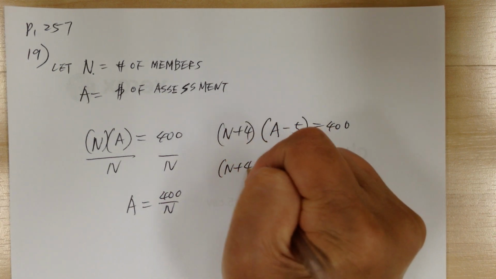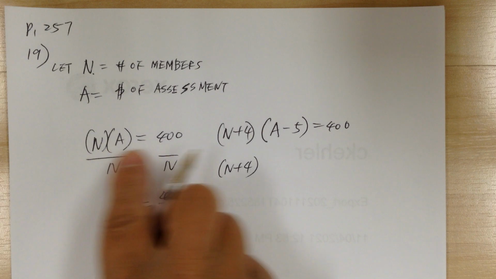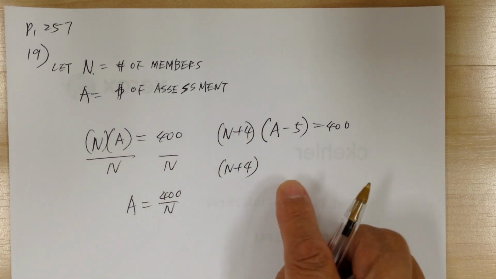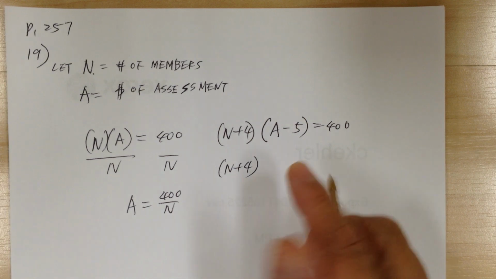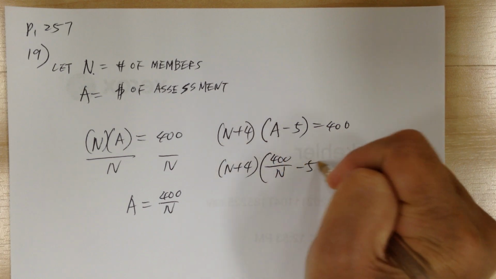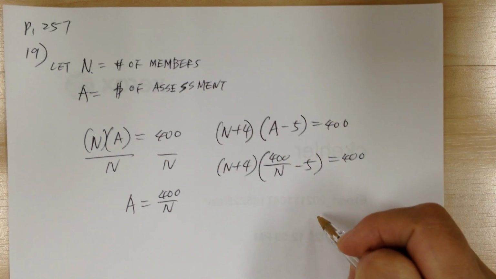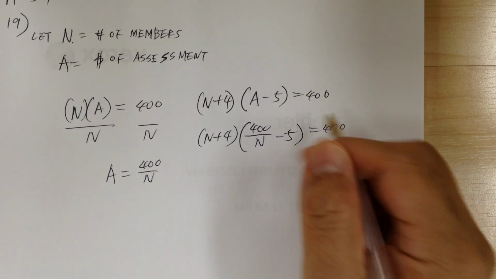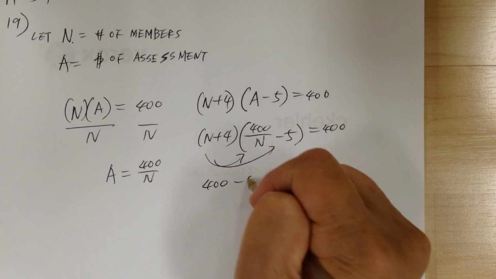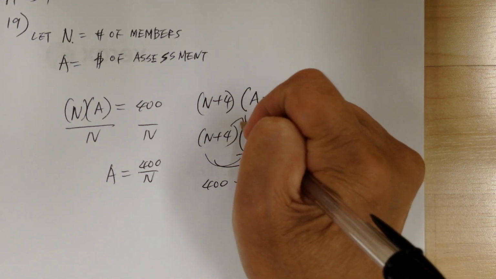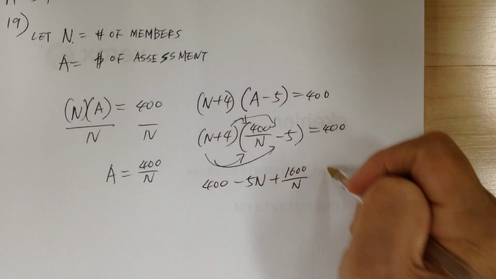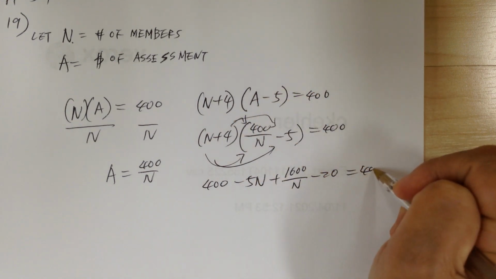Okay, so you have N plus 4. When you have two equations that look kind of unlike, what you do is solve for one variable and substitute into the other. So substitute this into here. So you get 400 over N minus 5 equal to 400. Okay, so the next step is going to be distribute. So this multiplied by that will give you 400. This times that would be minus 5N. Then distribute, so multiply, you get plus 1600 over N, minus 20 equal to 400.